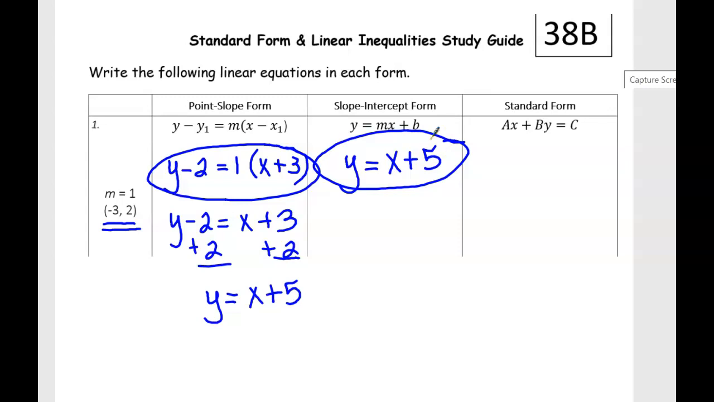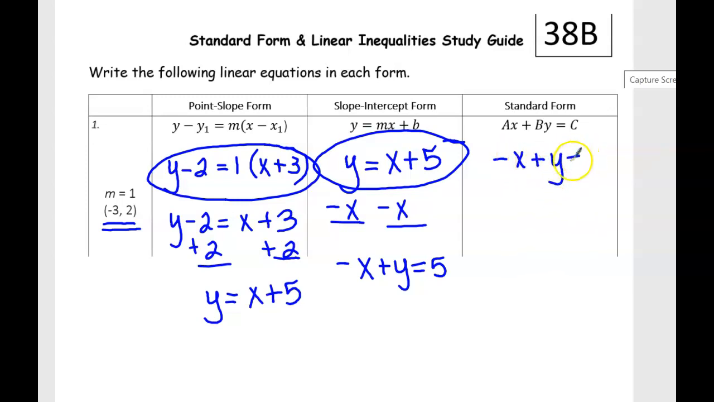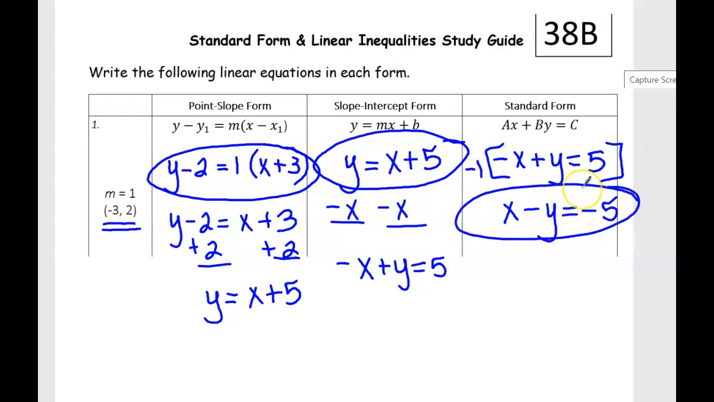Now to get it to standard form, we're going to get it into the form of ax plus by is equal to c. So when we do that, we're going to bring the x to the other side, so negative x plus y is equal to 5. However, if you remember, with standard form, the a value cannot be negative, and you cannot have fractions. So your a, b, and c can't be fractions, and your a can't be negative. So we're going to get rid of that negative by multiplying both sides by negative 1. So we end up with x minus y is equal to negative 5. Okay, so there it is in standard form.